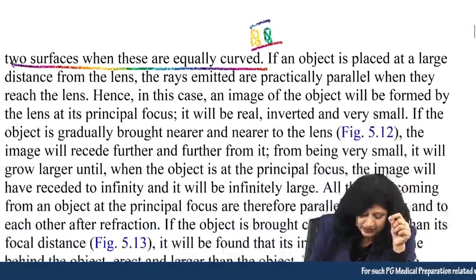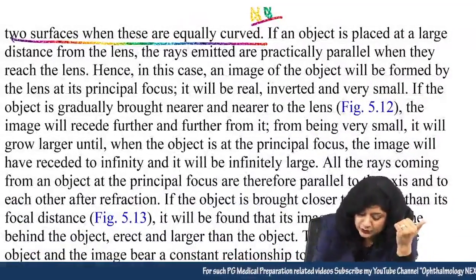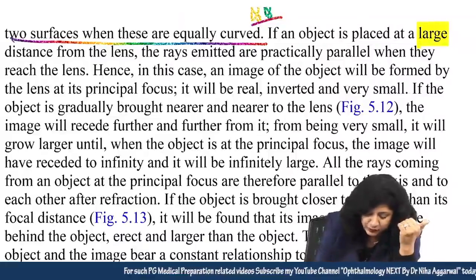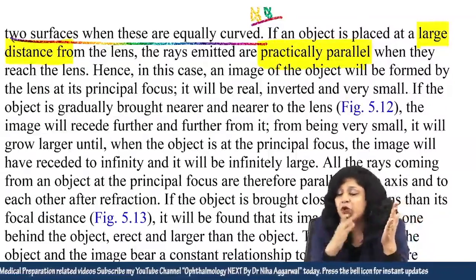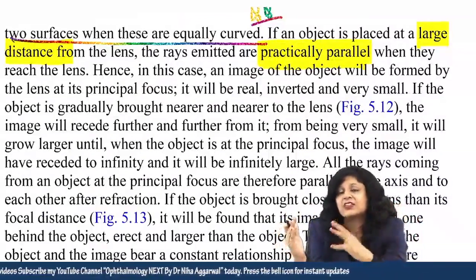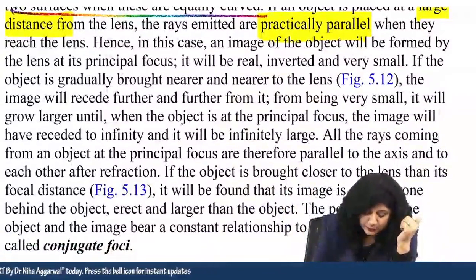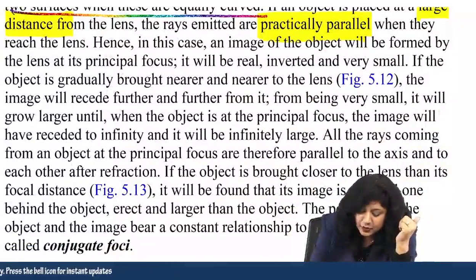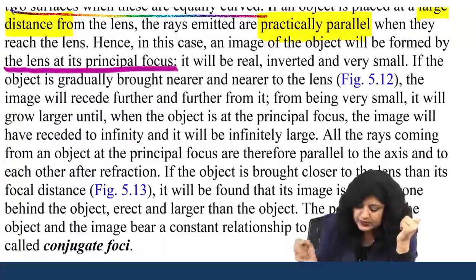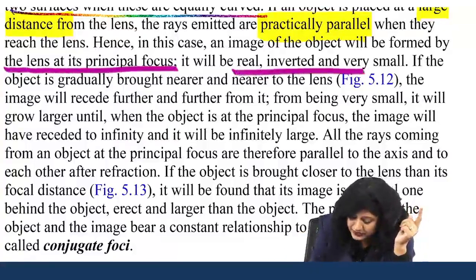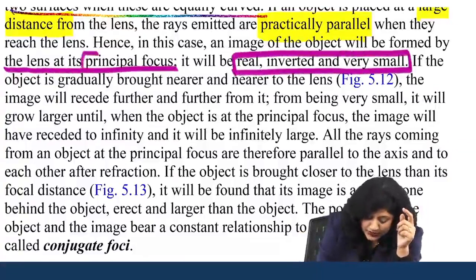If an object is placed at a very large distance from the lens, very large means we are comparing it with infinity, then you consider the rays practically parallel till the time they reach the lens. Hence, in this case, an image of the object will be formed by the lens at its principal focus only, because it is coming from very, very far. So we consider that the image is formed at the principal focus, and this will be real, inverted and very, very small, right? Whenever the image is formed at the principal focus, it is considered to be real, inverted and very small.